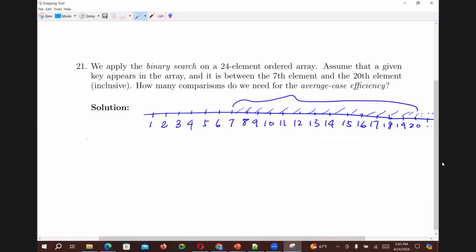So when you build a binary tree, okay, use all the 24 elements. Okay?